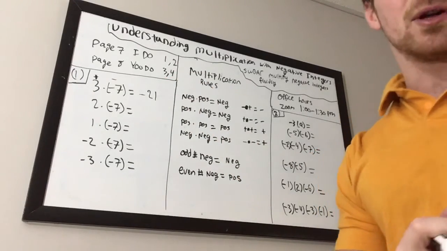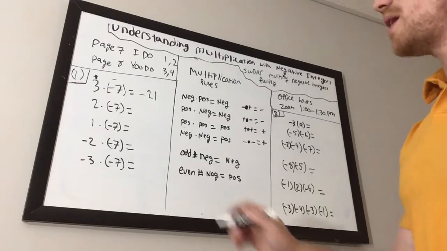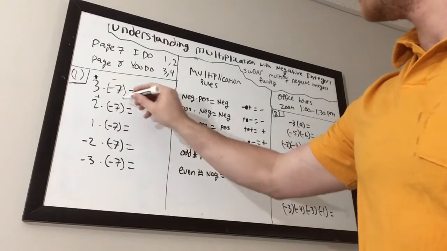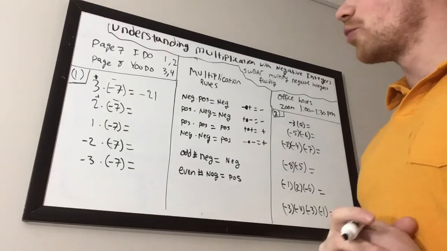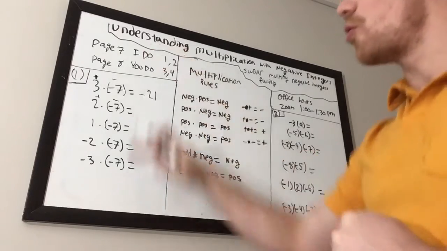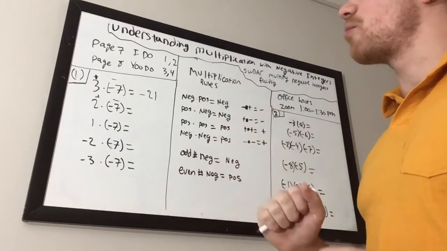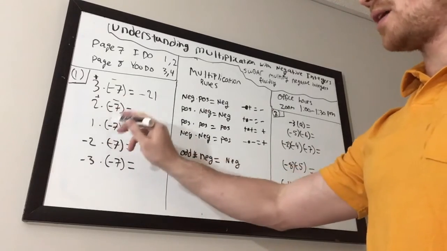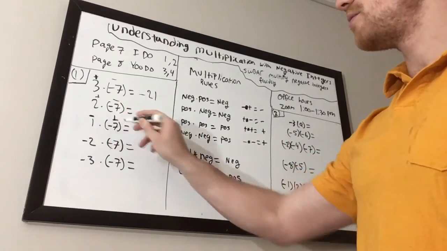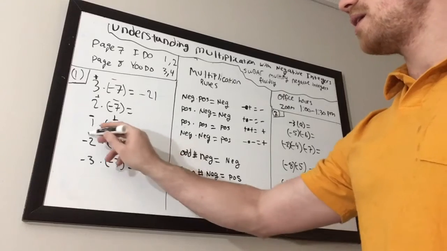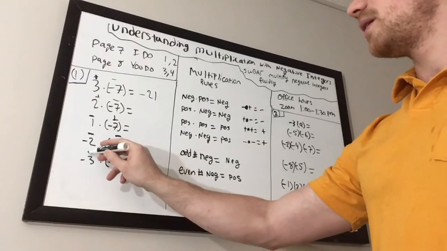Okay, now let's work on the next one. So we have a positive and a negative. If you're working along with me, let's just go through and label all of number 1. So we have a positive and a negative here. We have a negative and a positive here. We have a negative and a negative here. And then we have a negative and a negative here.